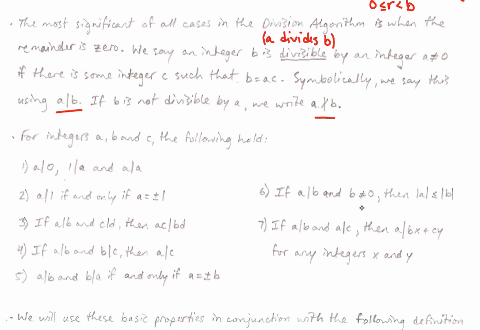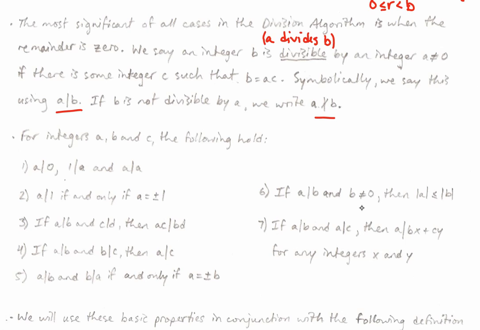Next up, we have some basic yet important properties about the divisibility of integers a, b, and c. First one, just a few really basic, really common sense ones. a divides 0. Any whole number divides 0. That makes sense. 1 divides any whole number a. And then any whole number a divides itself. Those are all pretty basic, all pretty straightforward.